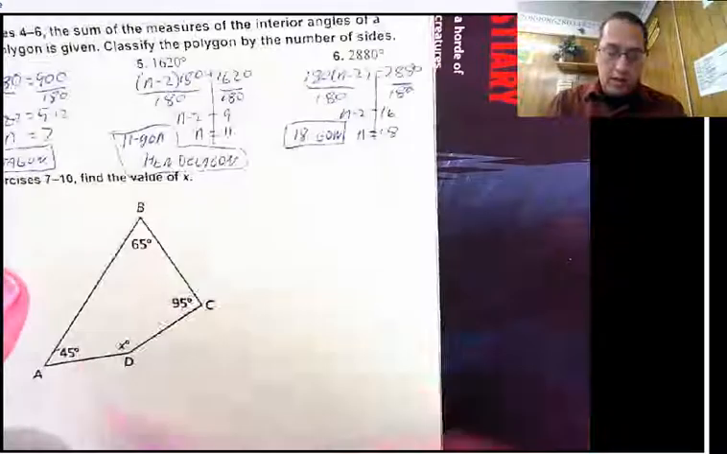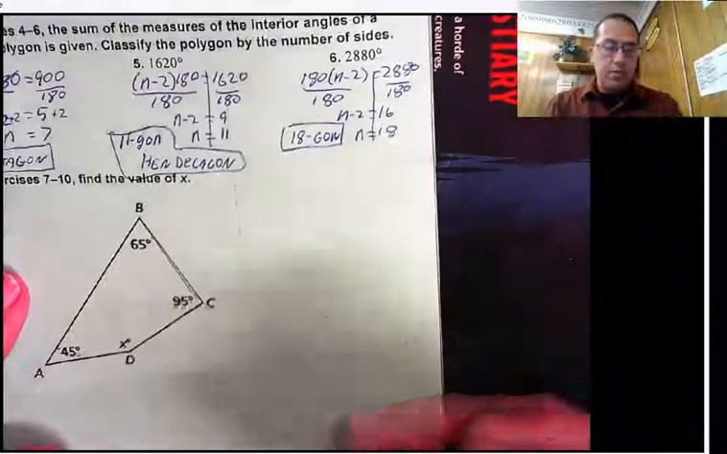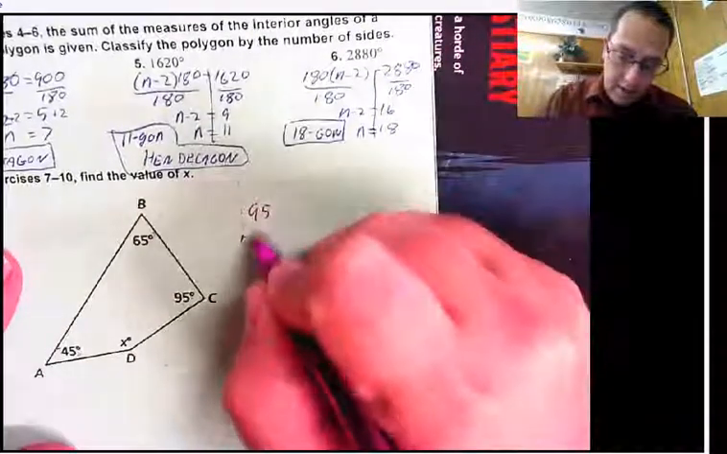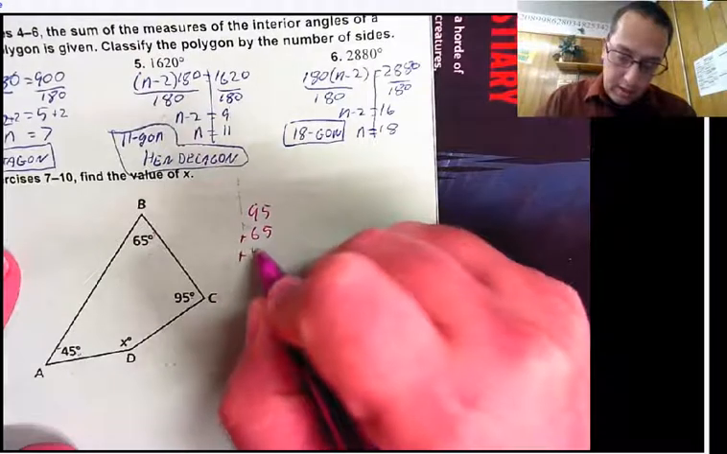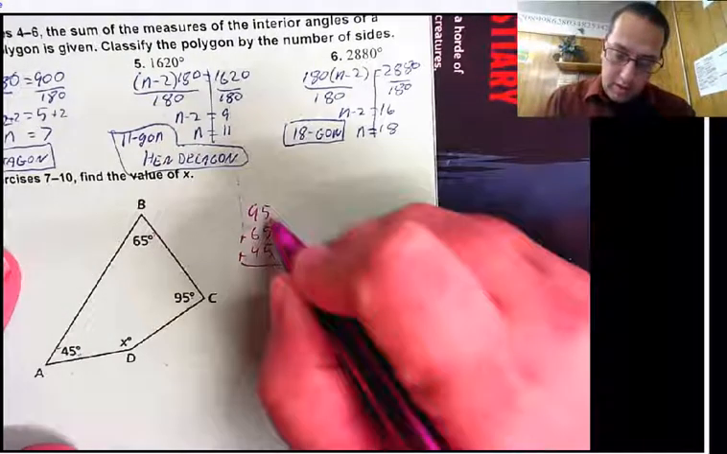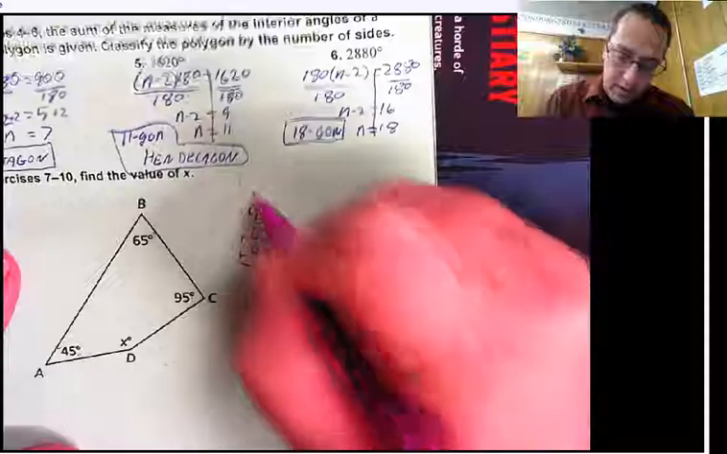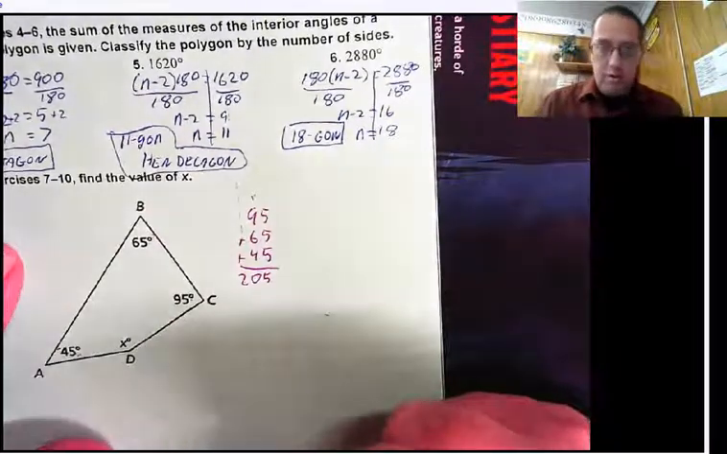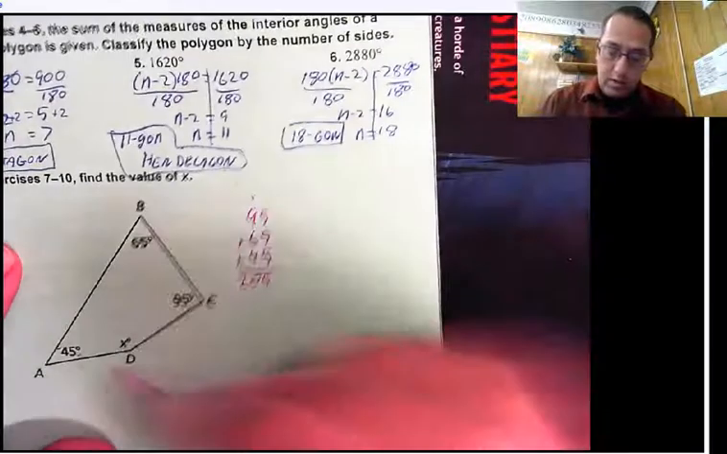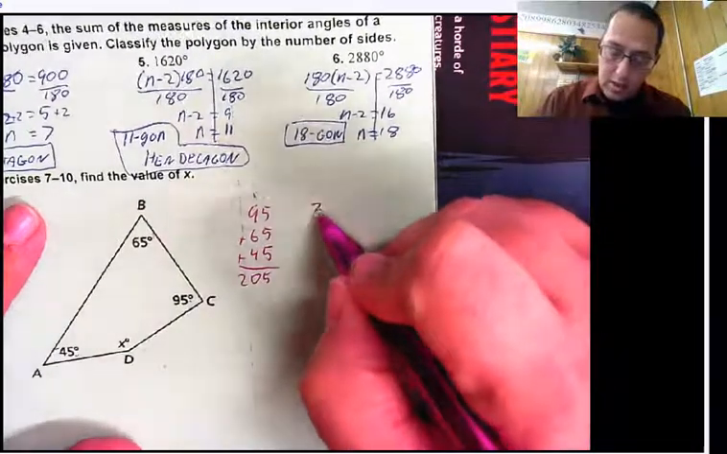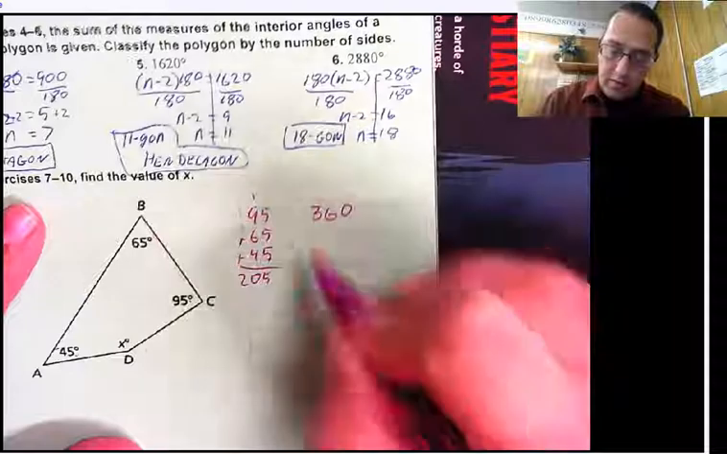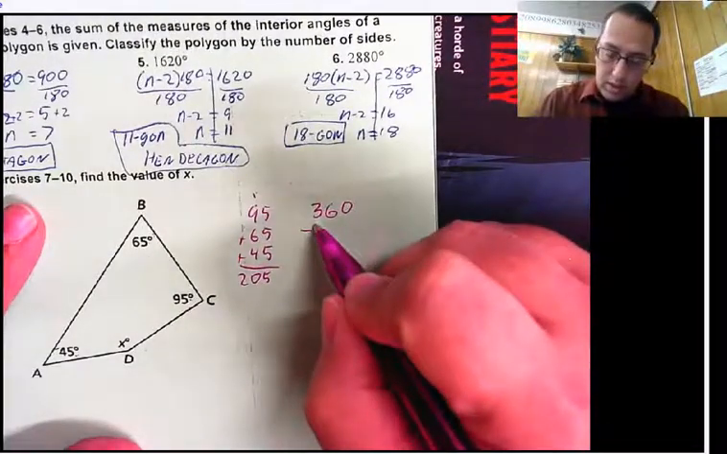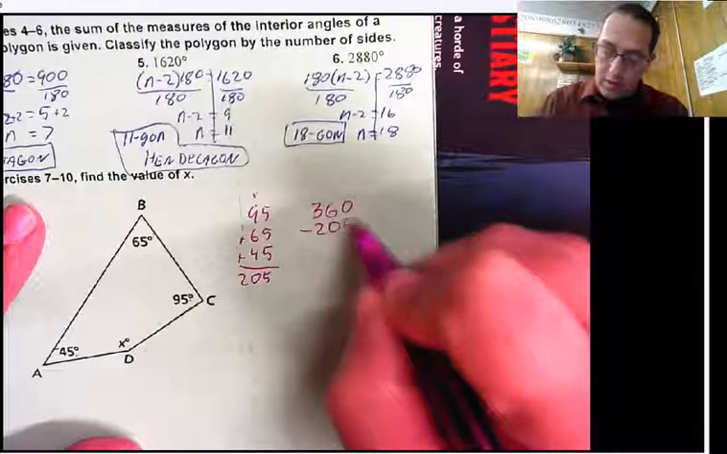So we can just add these 3 up and subtract from 360, and that'll give us x. So we have 95 plus 65 plus 45. 5 and 5 and 5 is 15. That's 10 and another 10, so that makes 20. We have 205 degrees showing. We've got to find out what x is. So this is a quadrilateral, and we have a corollary that says they're going to add up to 360. So 360 minus 205.